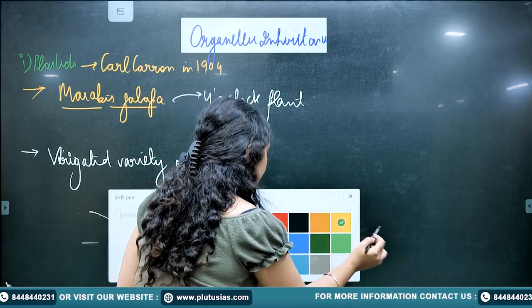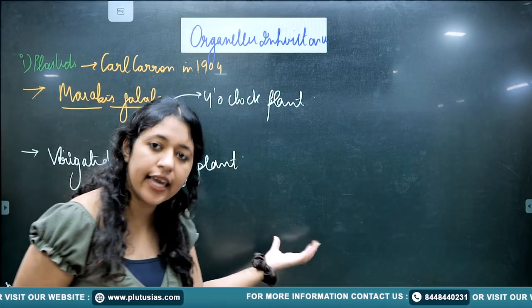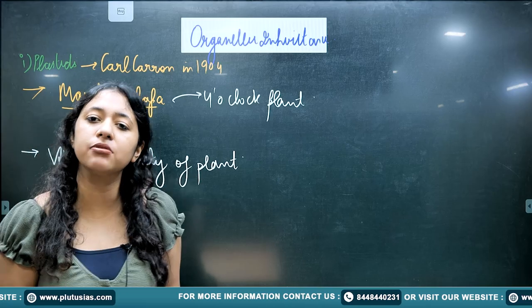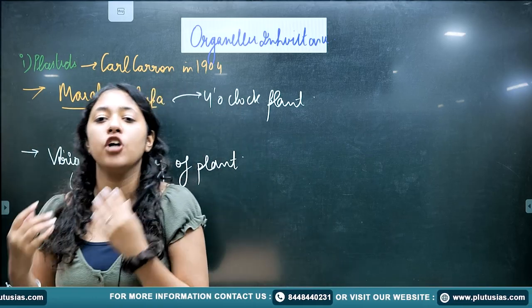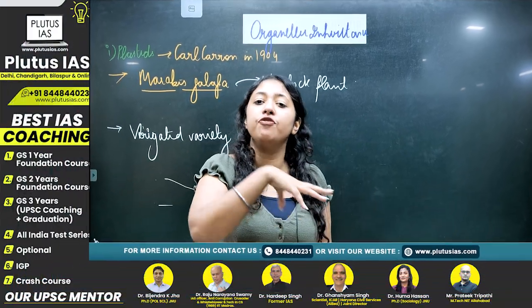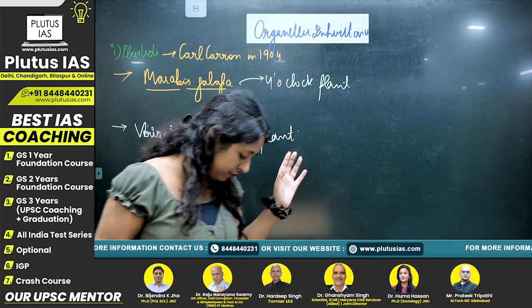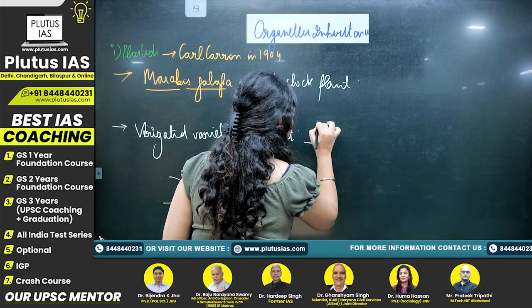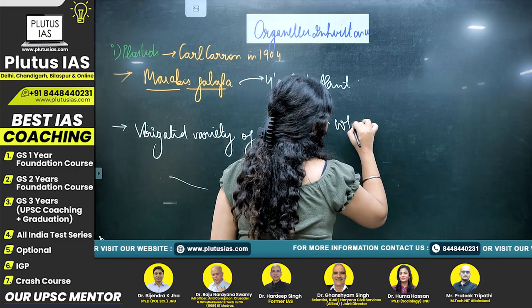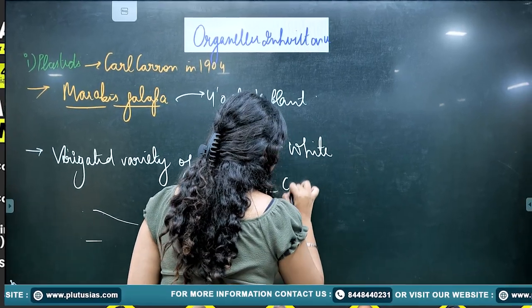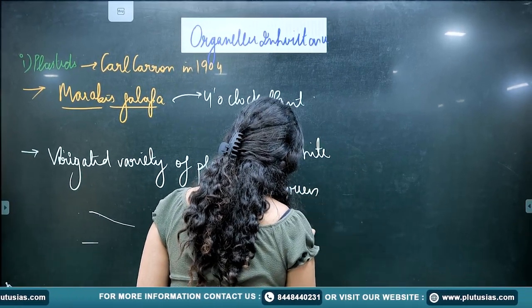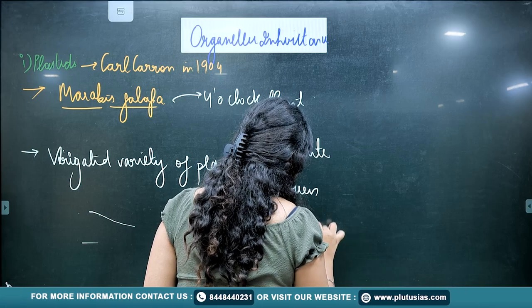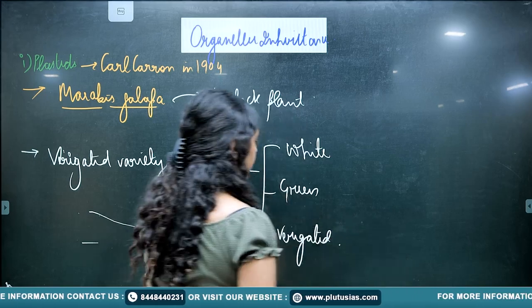Okay, this variegated variety means that the same plant is going to have some leaves which are green, some leaves which are white, and some leaves which are of variegated variety. That means they are going to have green pigment also and white also, like this. So the same plant is going to have white leaves also, green leaves also, as well as variegated leaves also. I'll draw the diagram for you and you will understand more.